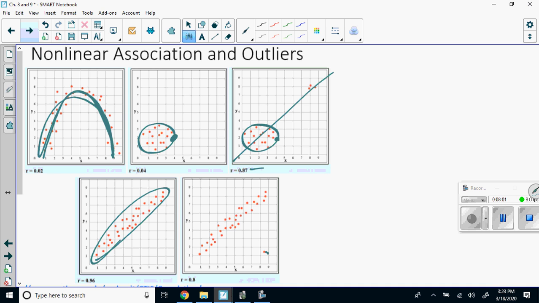So when you're dealing with R, a couple things to watch out for on the scatter diagrams are outliers and nonlinear associations.